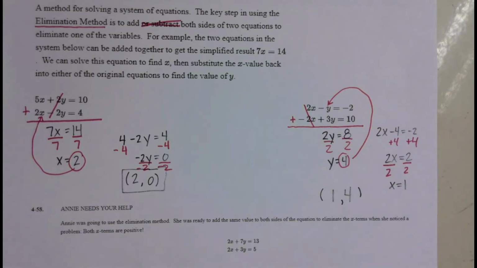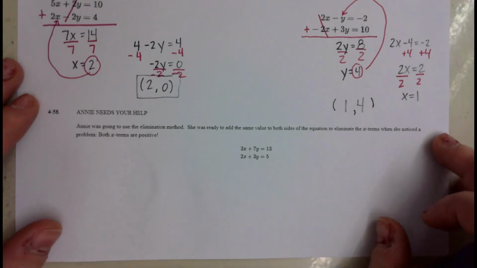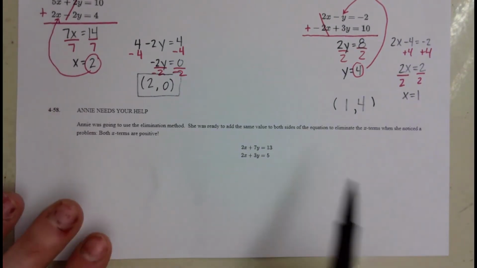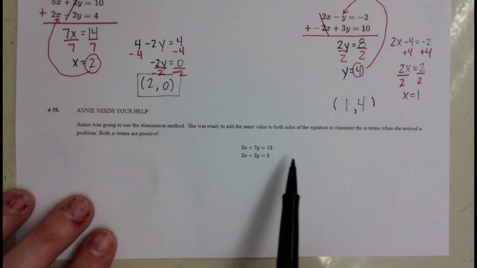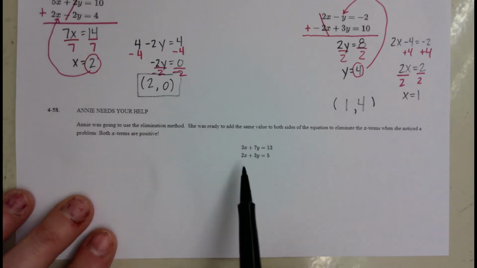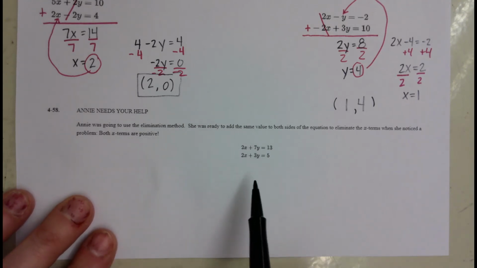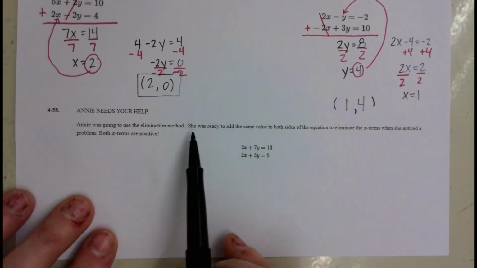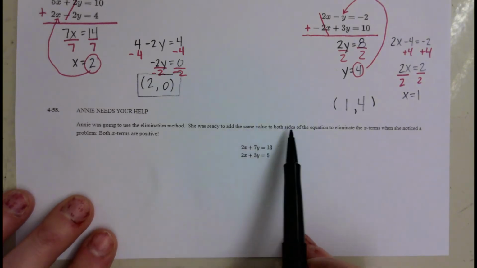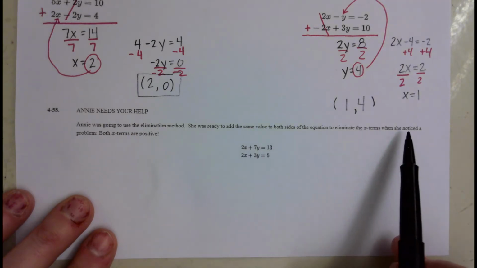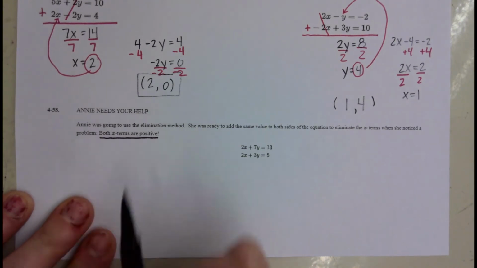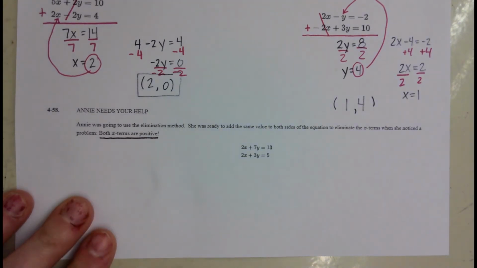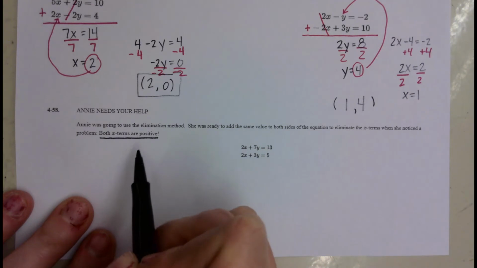Okay, so 458 says, Annie needs your help. Annie was going to use the elimination method. Notice the setup of the problem makes sense for elimination. It doesn't say y equals or x equals. She was ready to add the same value to both sides of the equation to eliminate the x terms when she noticed a problem. They are both positive. Okay? Two positive numbers do not eliminate each other.